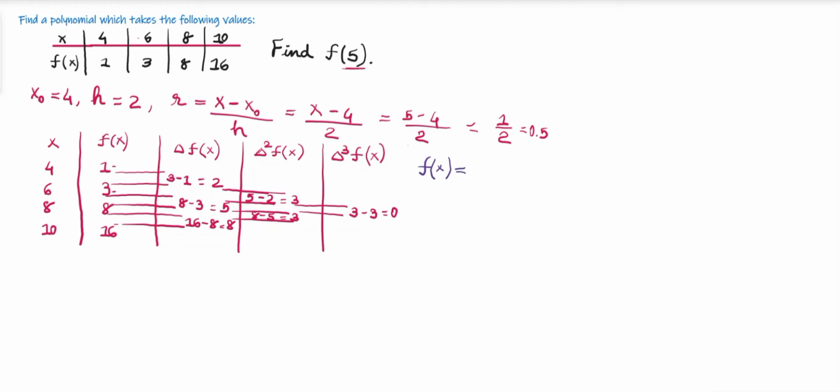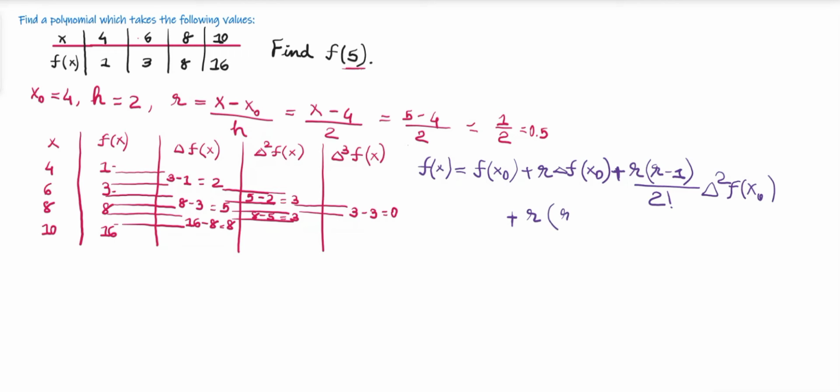So now we can just put all of these in our formula. F of x is equal to f of x naught plus r into delta f of x naught plus r into r minus 1 upon 2 factorial into delta square f of x naught plus r into r minus 1 into r minus 2 divided by 3 factorial into delta cube f of x naught.